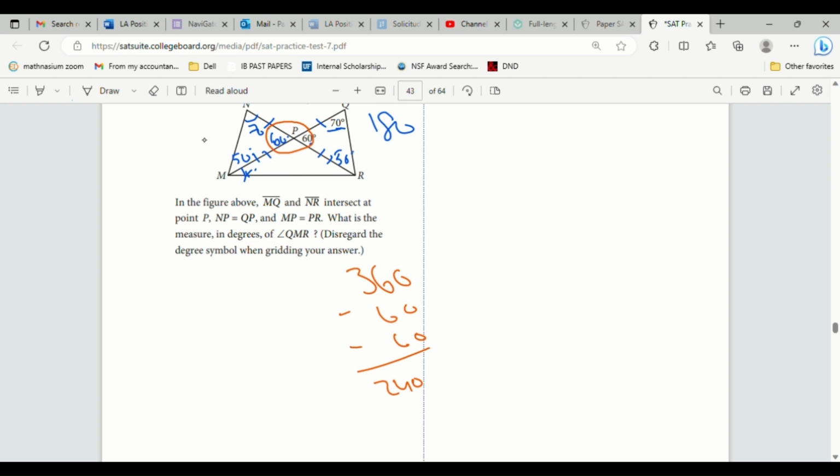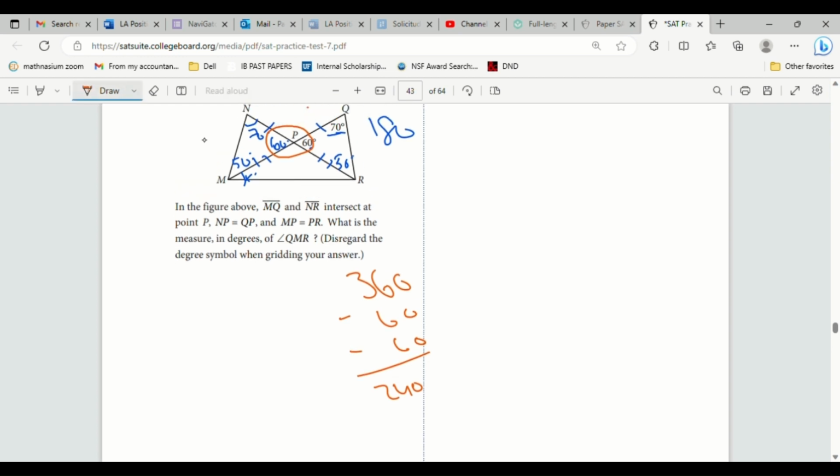They're vertical angles right here, so divide that by 2, leaving 120 for this angle. And because triangle MPR is isosceles, because it has two equal side lengths, that's going to be 180 minus 120, which is 60, divided by 2. So angle M here is 30 degrees. And so is this other angle R.